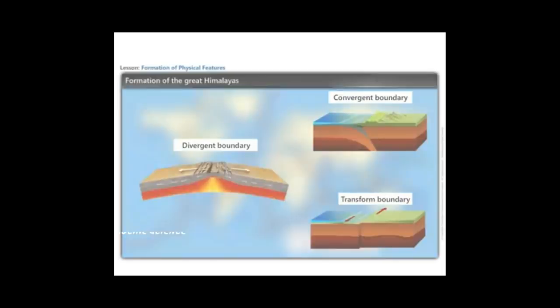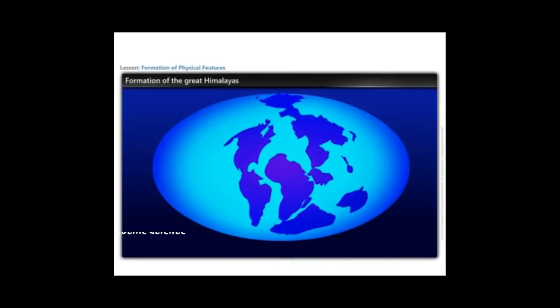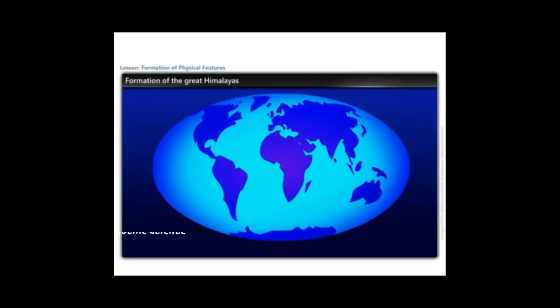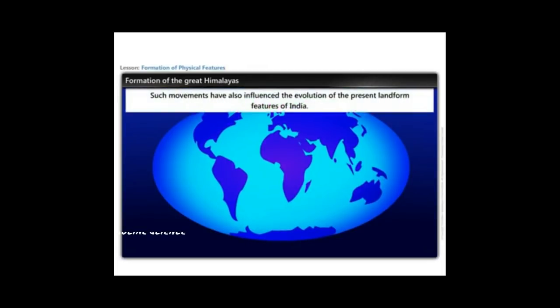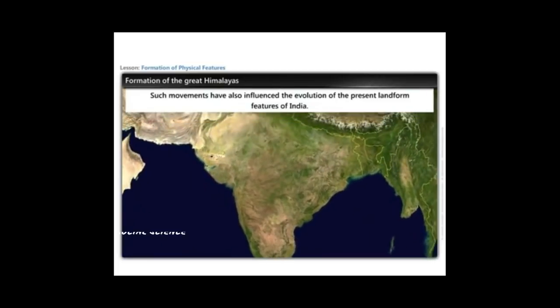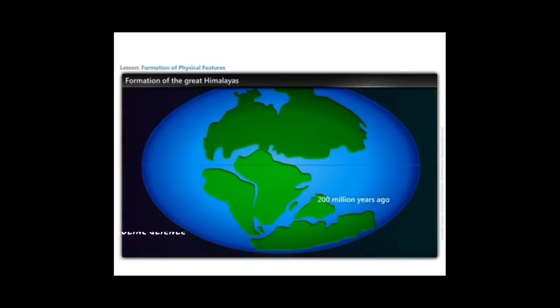The movements of these plates have changed the position and size of the continents over millions of years. Such movements have also influenced the evolution of the present landform features of India. Do you know that about 200 million years ago, we had 2 important land masses on Earth's surface, Laurasia and Gondwana land? The oldest landmass of our country, that is the Peninsular region, was a part of the Gondwana land.